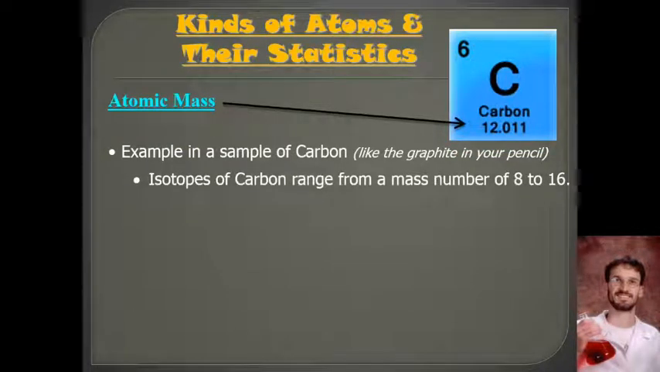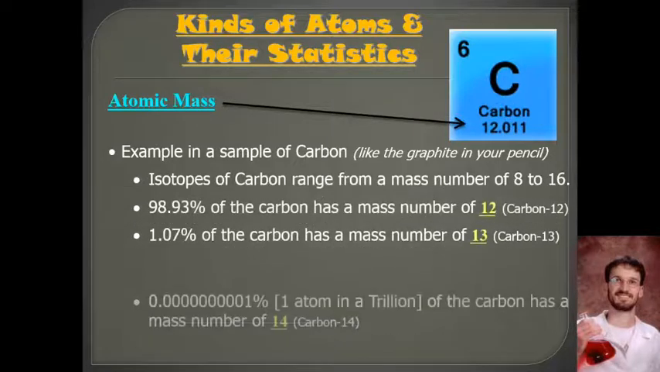So here's the actual breakdown of carbon. You can have isotopes of carbon that range from 8 to 16. So if you have carbon 8, that means it's going to have 2 neutrons, because 6 plus 2 is 8. Although if you have 10 neutrons, you would get carbon 16. And they can be anything kind of in between.